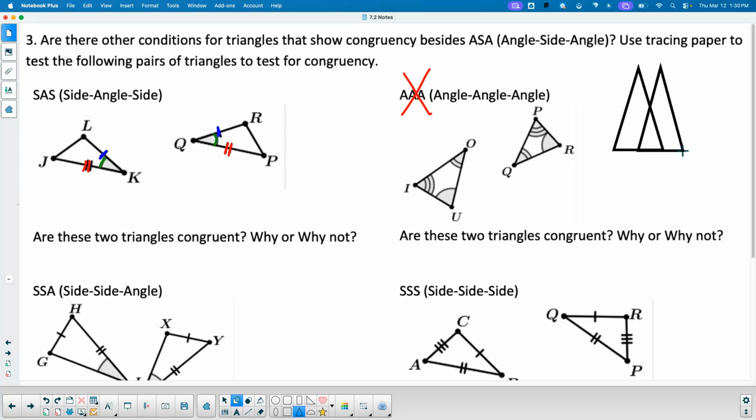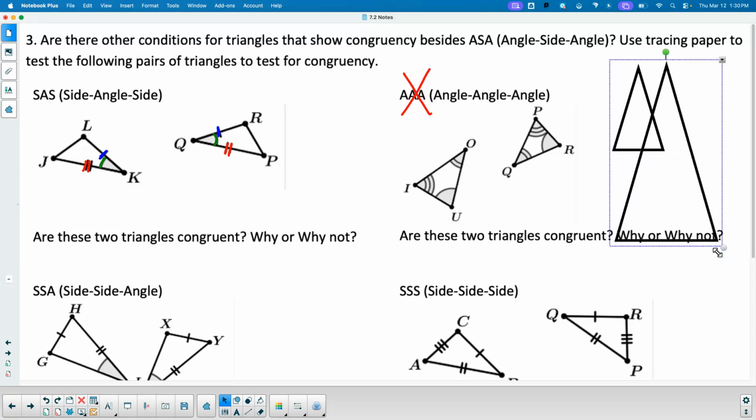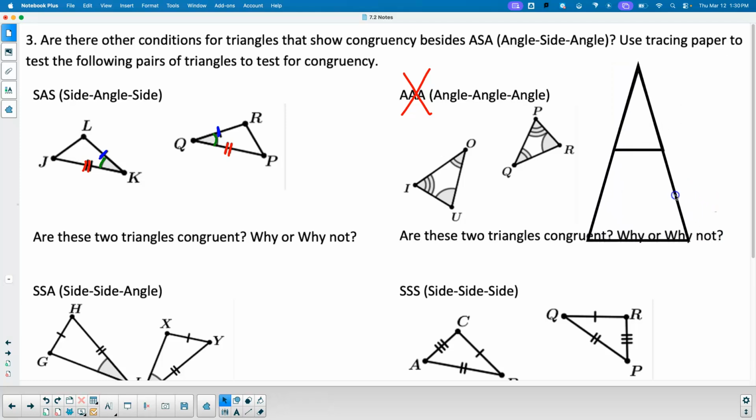So I can put this one right over the top of it, and those two would be congruent, yes? But if I expand this triangle out even more, now, come back to me. Those angles are still the same. This top angle is still the same, this angle here is still the same, and this angle here is still the same. But are those triangles congruent? No, because they're totally different sizes. So angle, angle, angle is not a way to prove that triangles are congruent.